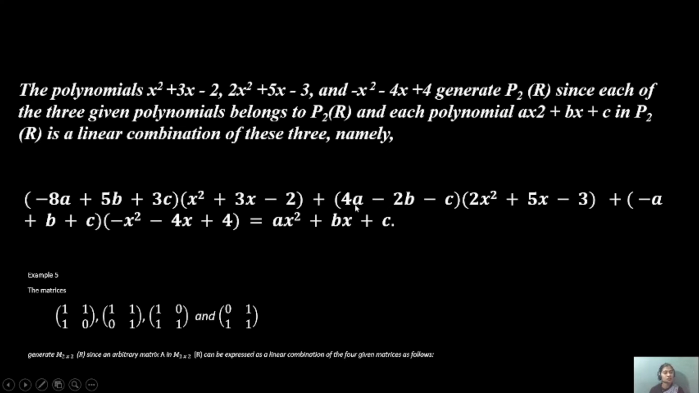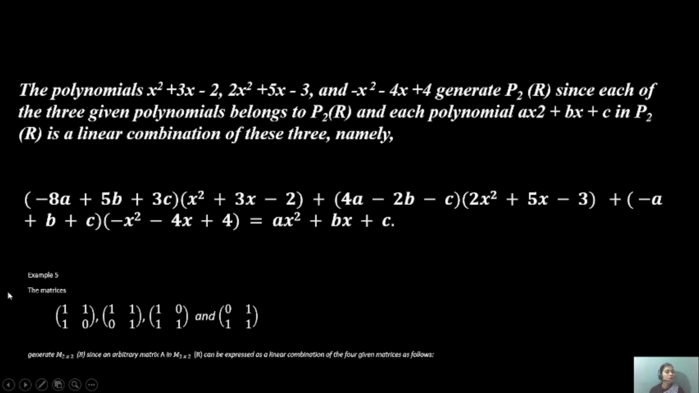(4a - 2b - c) times (2x^2 + 5x - 3), multiplied with the scalars, plus (-a + b + c) times (-x^2 - 4x + 4), equals ax^2 + bx + c. This is the example given in this form, with the left hand side as well as the right hand side generating the form.